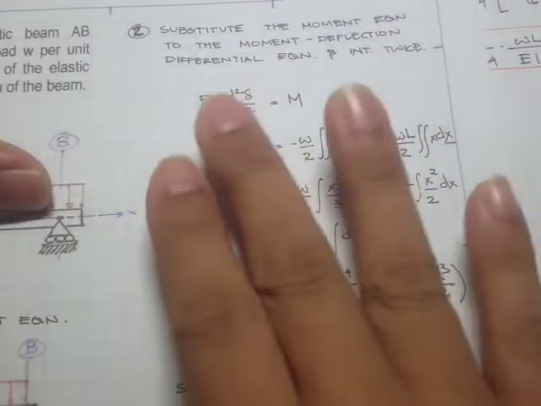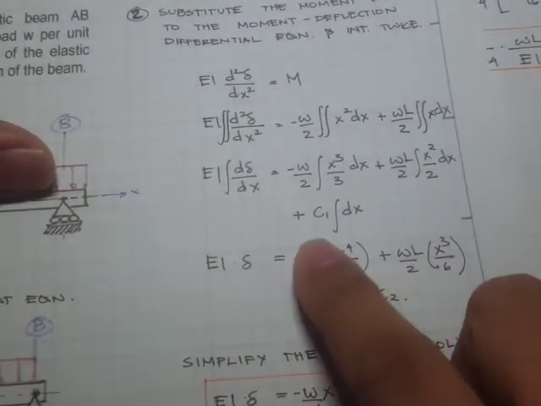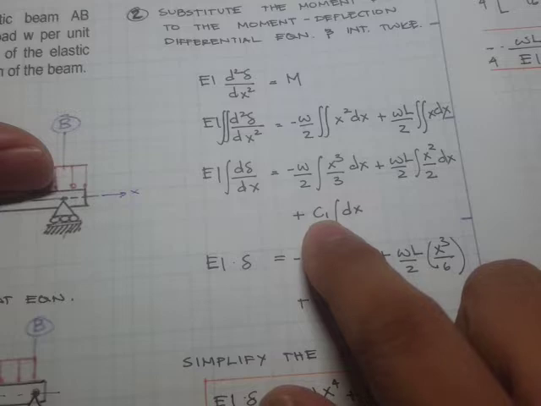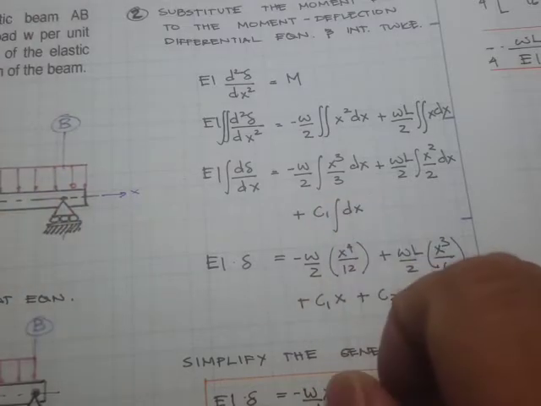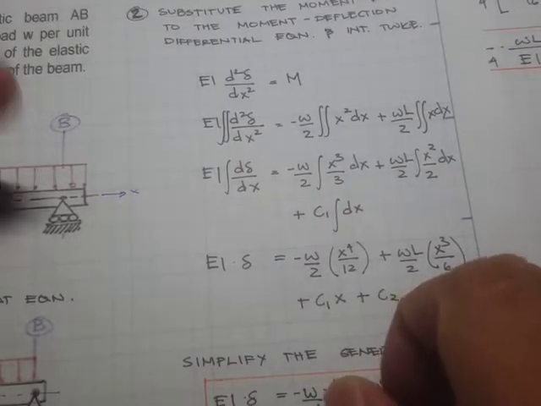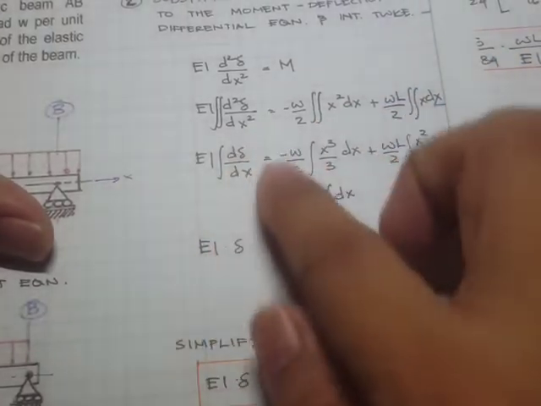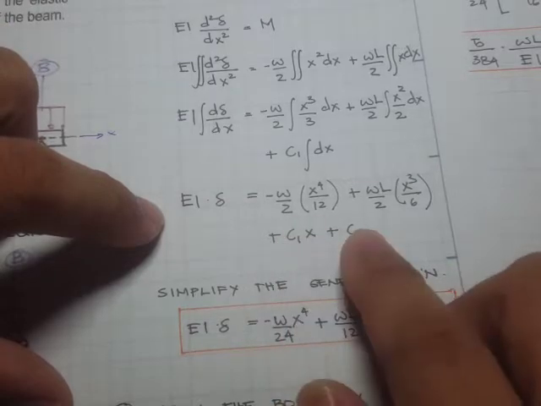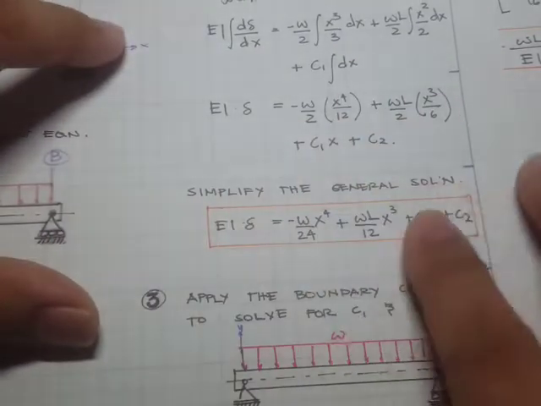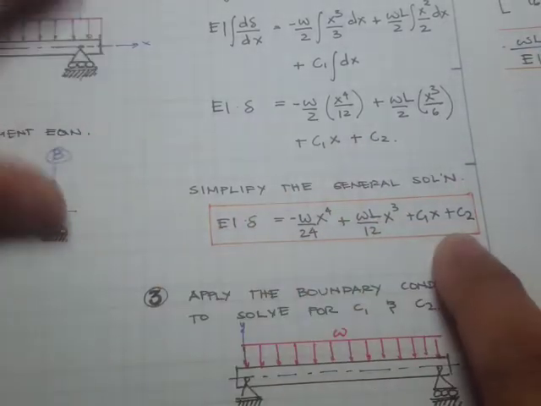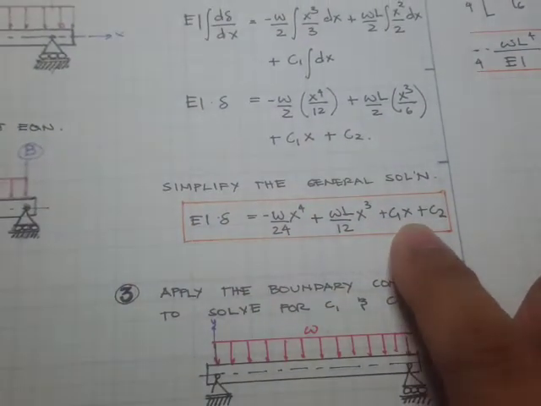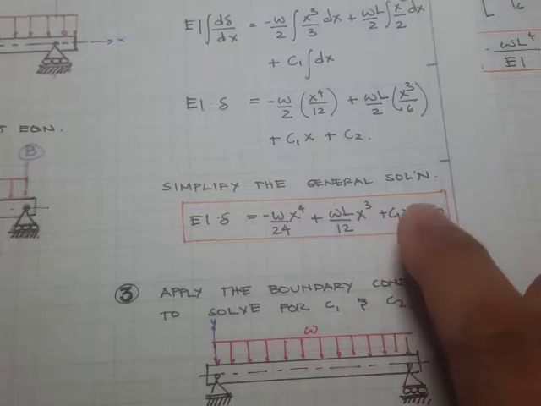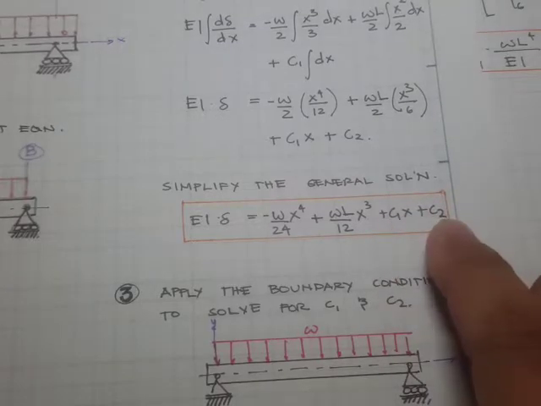Okay, so we integrated and we obtain an arbitrary constant, and the number of arbitrary constants is the same as how many times you perform that integration operation. Since we did integration twice, we get two integration constants. And right here, if you simplify the general solution, we have this. So we need two boundary conditions in order to solve for C1 and C2.